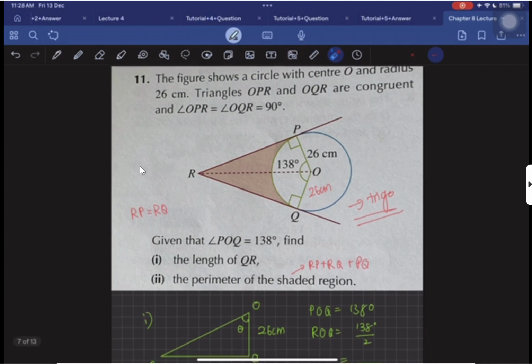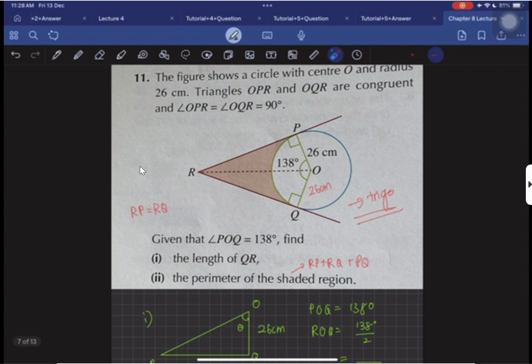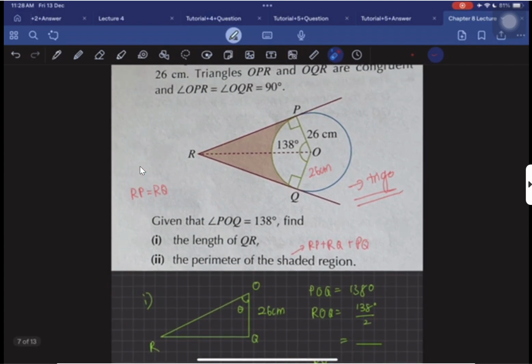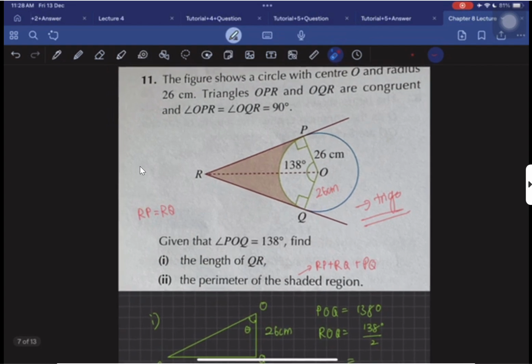So the question tells you that the radius is 26 cm and these two triangles are congruent. And they also give you that OPR and OQR are 90 degrees. So remember 90 degrees, if you ring a bell that, it's most likely trigo. Okay? It's not always, but most likely. Okay, so they ask you to find the length of QR.